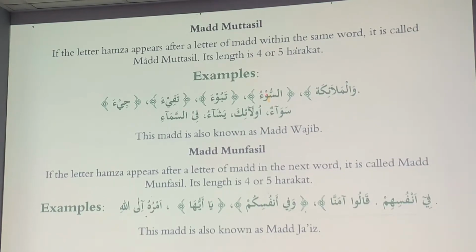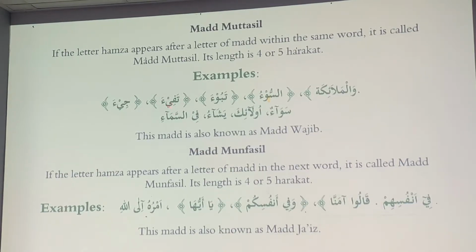Next one, we can see a waw sakin. The letter before it, sin, has a pesh. So this waw is a letter of mad. Immediately after that, we can see a hamza in the same word. So it's madde muttasil. Next one, we say tabu. Again, waw sakin, the letter before it, ba, has a pesh. So this waw is a letter of mad. Immediately after the letter of mad in the same word, we can see hamza. So it is madde muttasil.